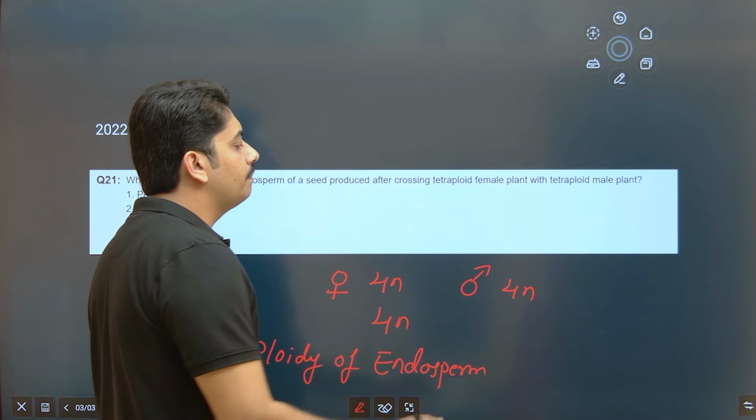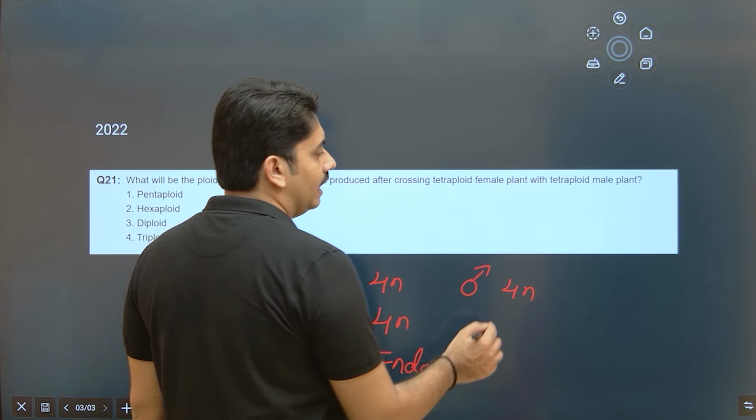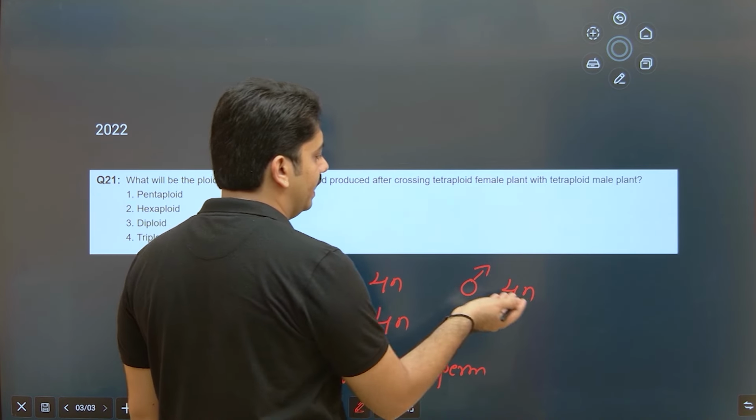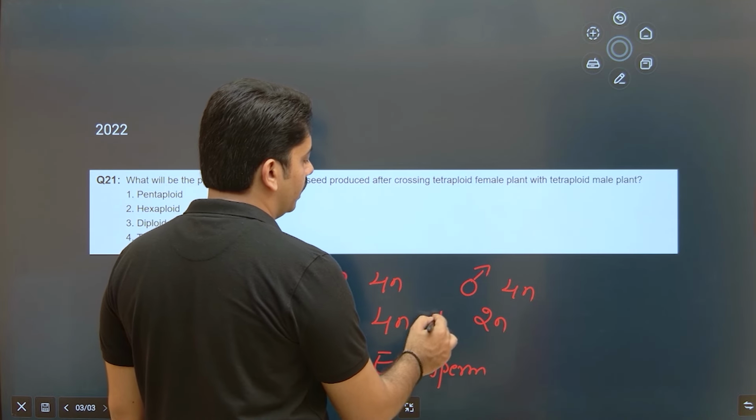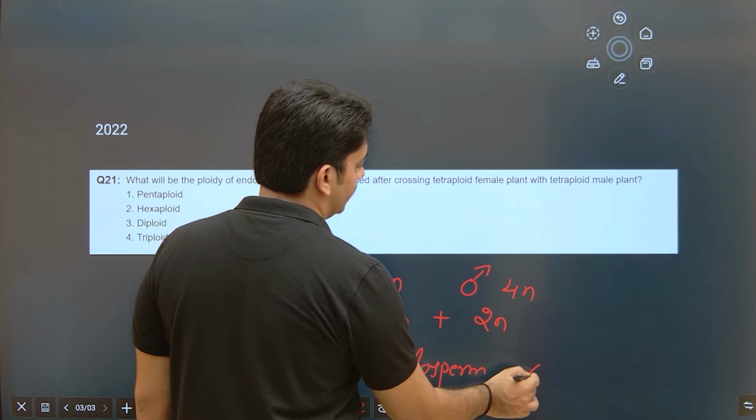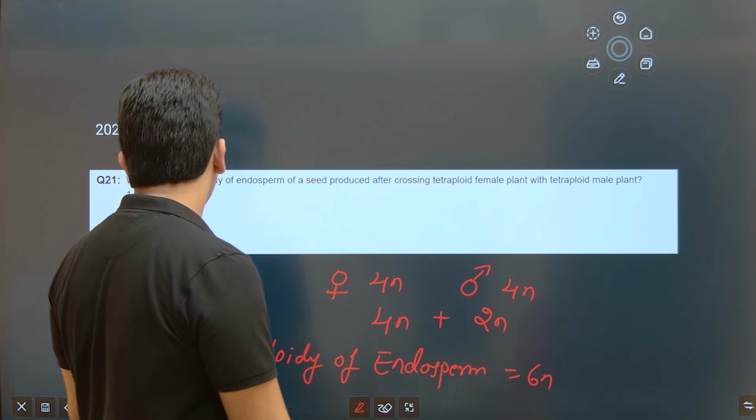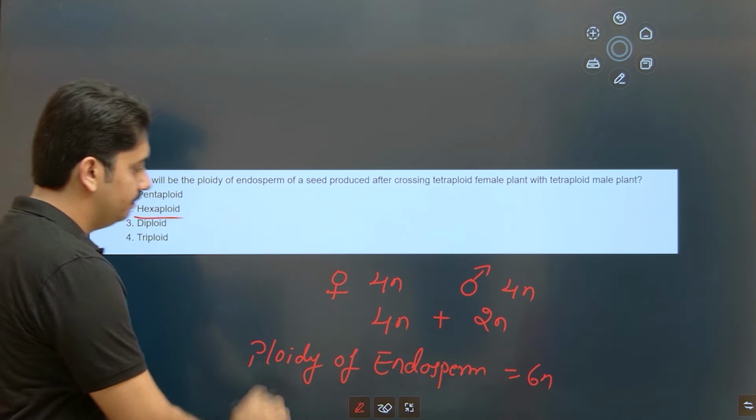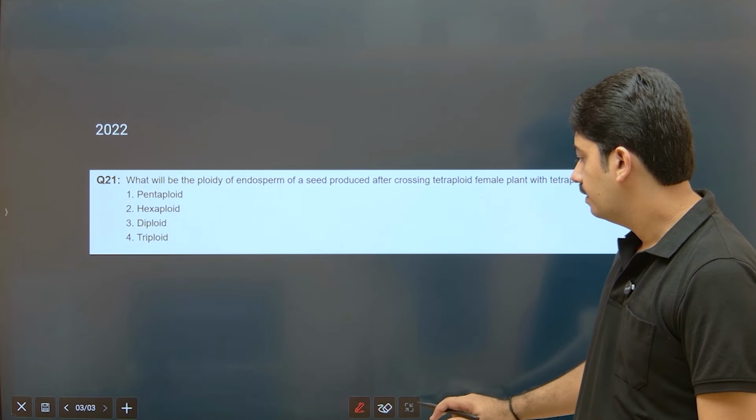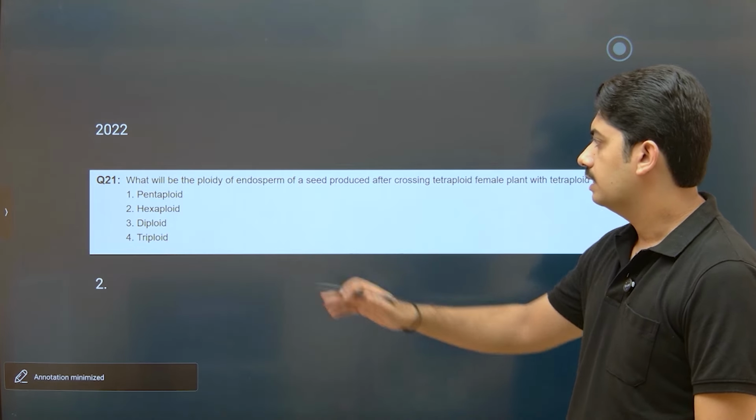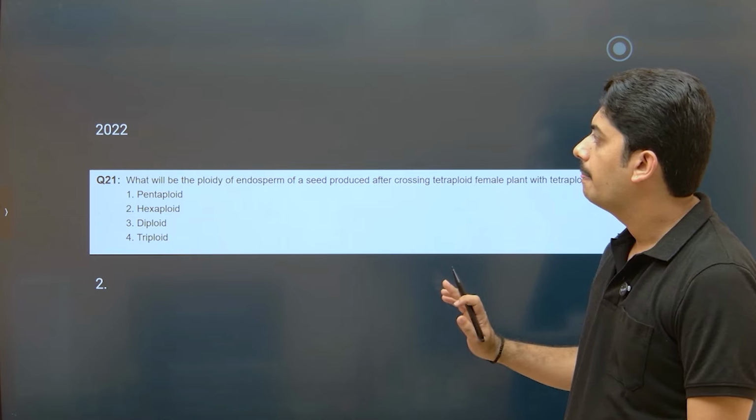So what will be the ploidy of gametes here? In diploid it is haploid, in tetraploid it is diploid. Now 4N plus 2N, how much is it? It is 6N. So the answer is hexaploid. Answer is hexaploid. Okay. Yes, the answer is hexaploid.